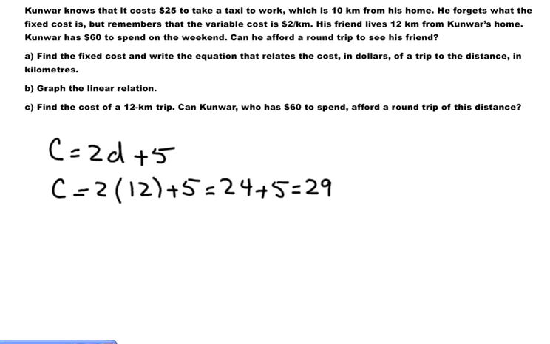A round trip is going to cost him 29 times 2, which is $58. Since 58 is less than 60 and he has $60, the answer to part C is yes. He can afford a round trip to his friend's house.